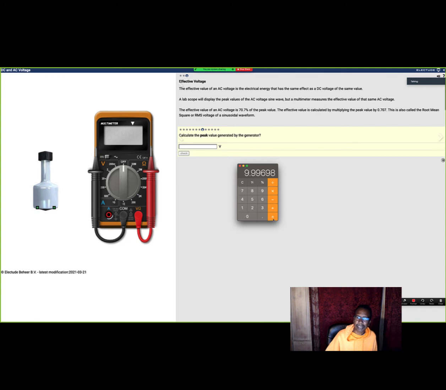Times 0.707. So now this is the top, the peak value. That's 0 to peak. Now I'm going to multiply by 2 since it's AC and see what happens.